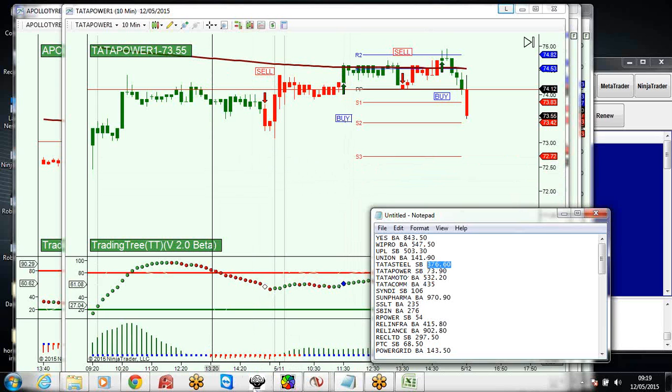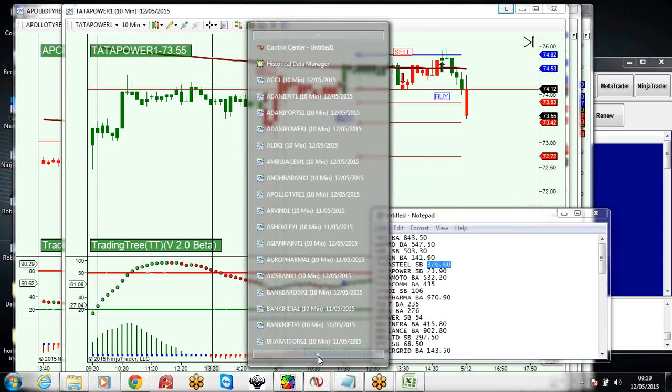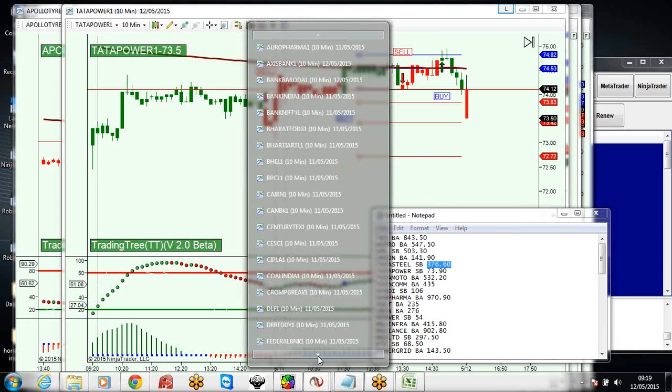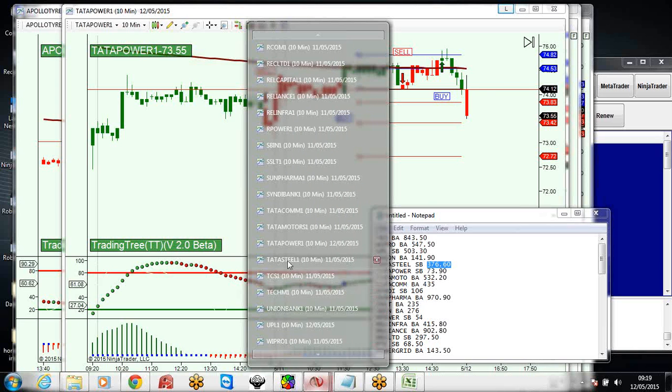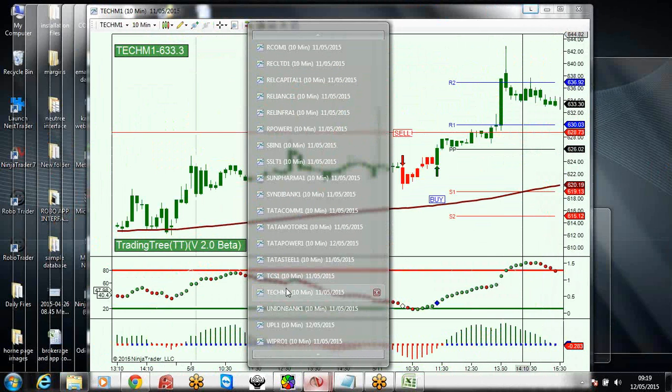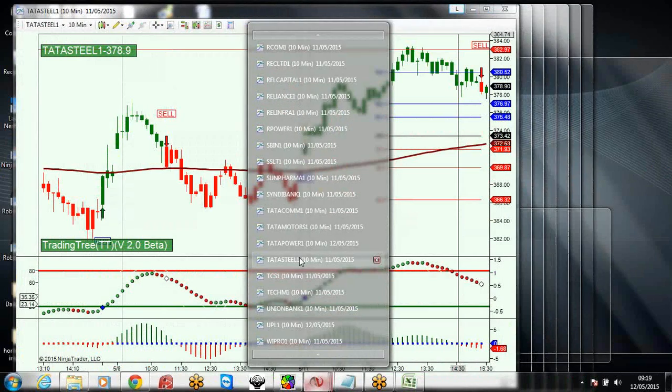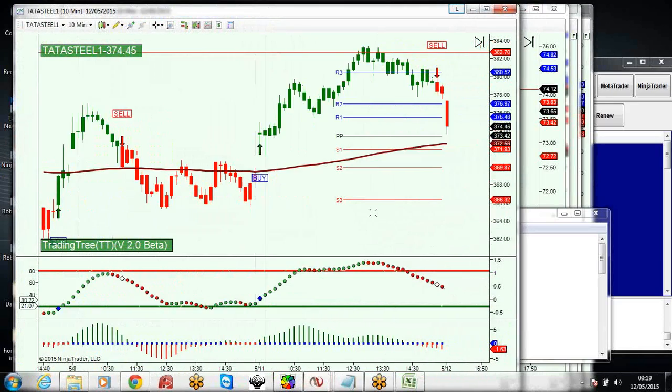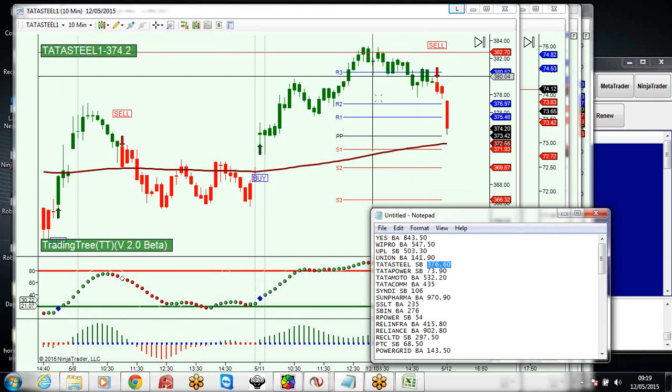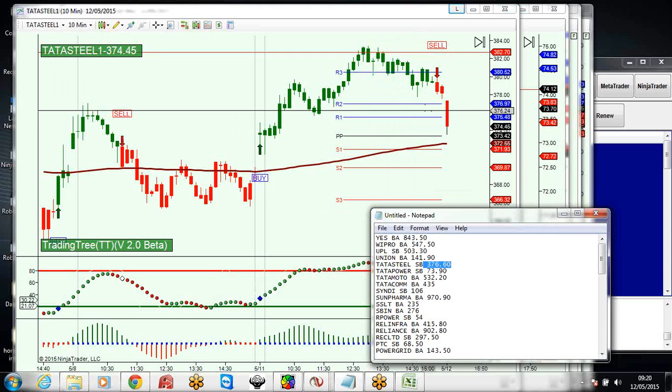Tata Steel. And don't worry about the buy calls what I have put, that anyway you will get the calls, calls will start getting generated at 9:20. So that's Tata Steel short. I put it at 376.60.